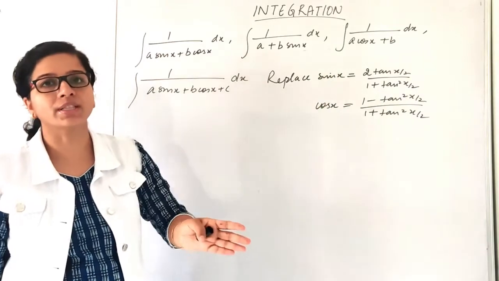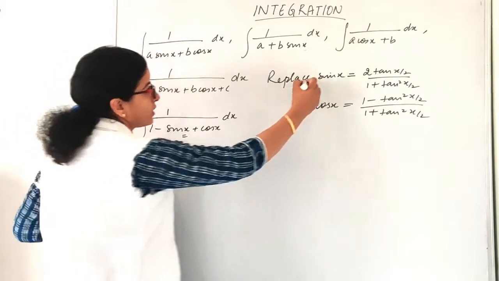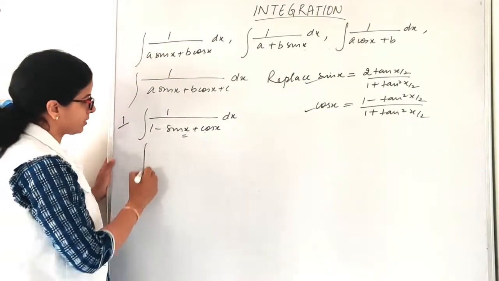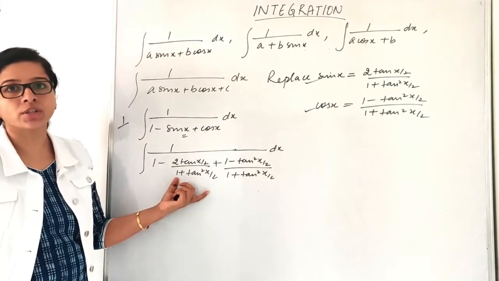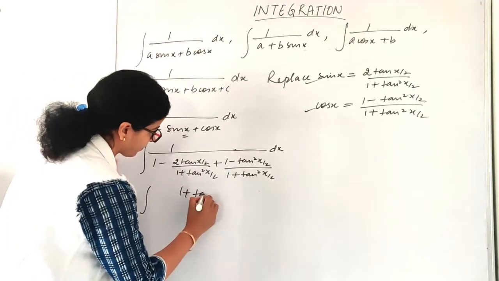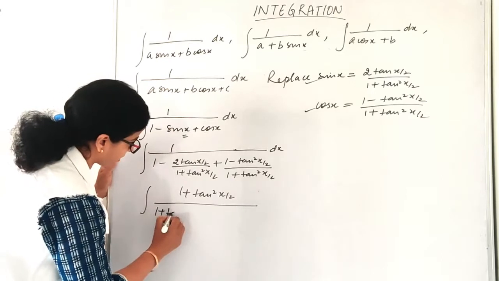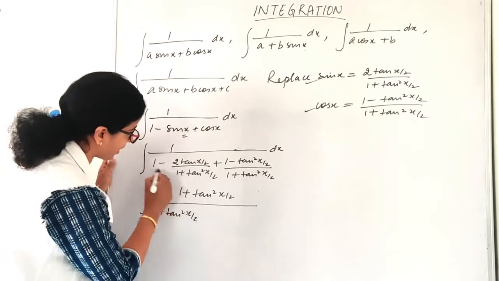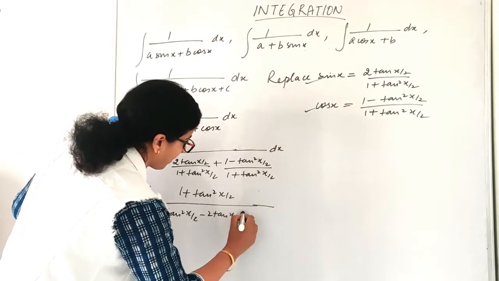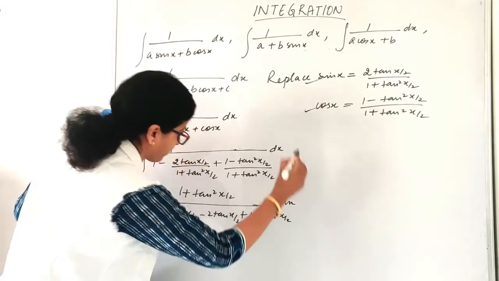Okay, so let us take one example of it. So let us check this question now. I will replace my sin x with this formula and cos x by this formula. Now we'll do some simplification in the denominator. When I take the LCM, this part will go up. So 1 plus tan square x by 2 upon 1 plus tan square x by 2. I have taken the LCM, right? So it will come here, minus 2 tan x by 2 plus 1 minus tan square x by 2, and dx.